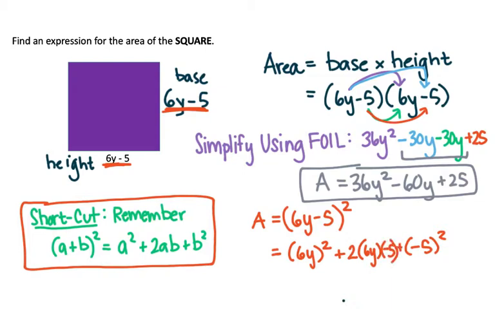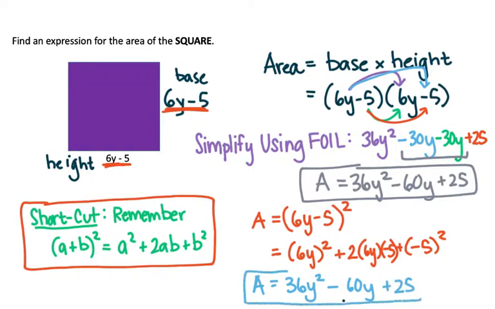Okay, now we can go ahead and simplify, and we would get 36y squared plus 2 times 6 times minus 5. All of that multiplied together is not plus, it is minus 60y, and then minus 5 squared is plus 25. If you notice, that's exactly the same answer that we got when we did it the long way. So you have the option to either do it the long way or do it the shortcut way.